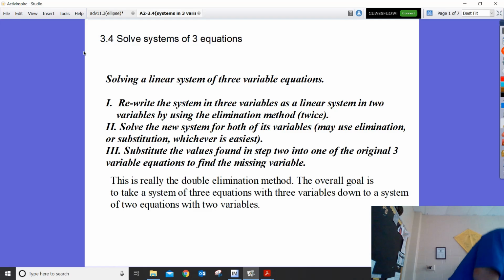It's not supposed to be the hard part. This is systems of three equations. And I've got the steps laid out here, and I guess I can read to you in case you can't read. But we're going to have three variable equations. You're going to have x, y, and z, or a, b, and c, or just any three letters in the alphabet, okay?